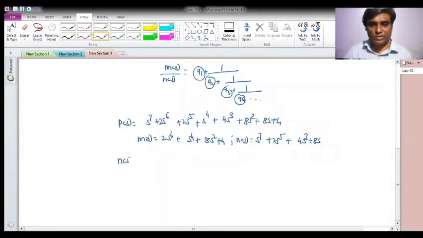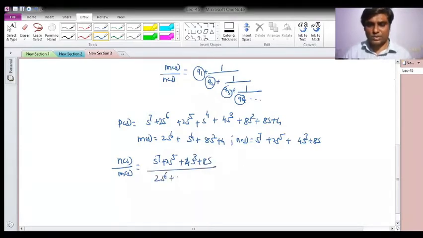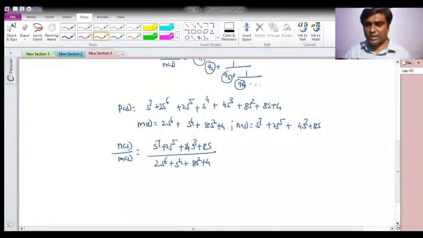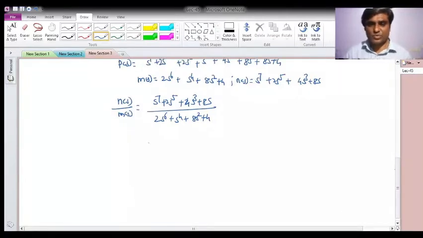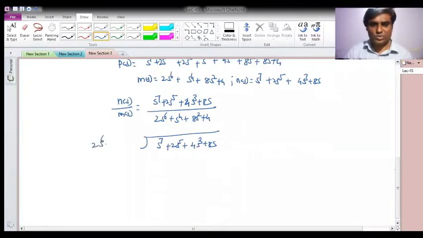So now I will divide numerator by denominator, which will be s raised to 7 plus 2s raised to 5 plus 4s cube plus 8s, divided by 2s raised to 6 plus s raised to 4 plus 8s square plus 4. Now you apply the continued fraction expansion on this.